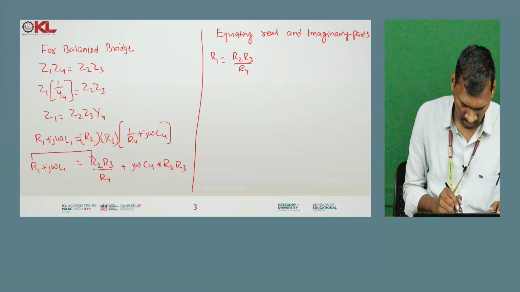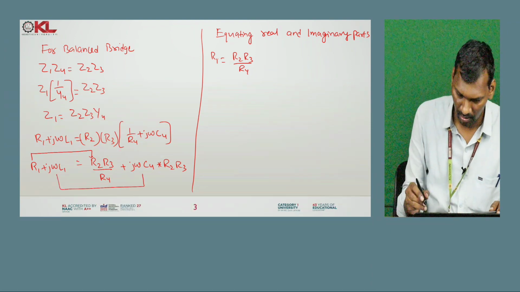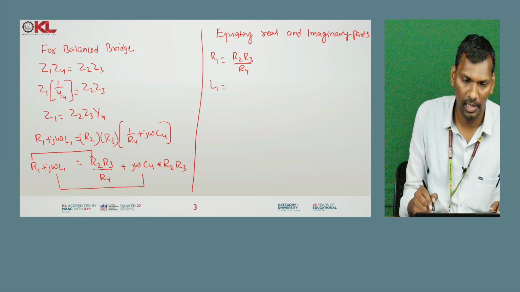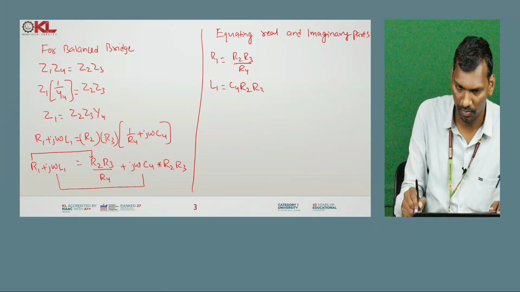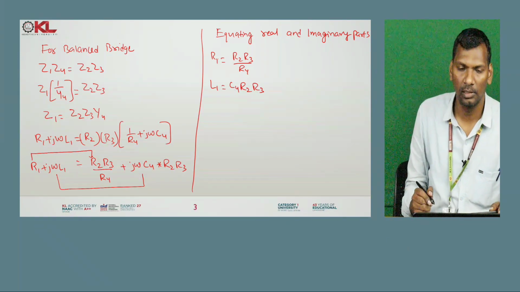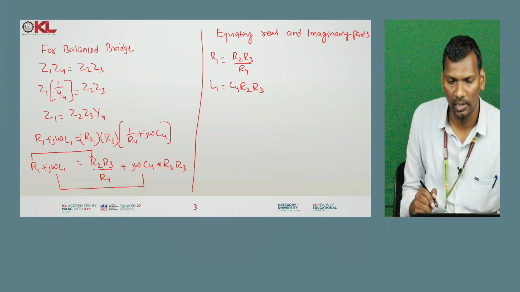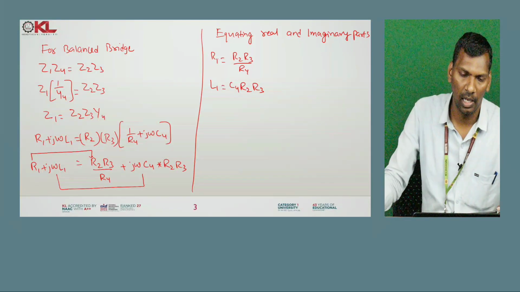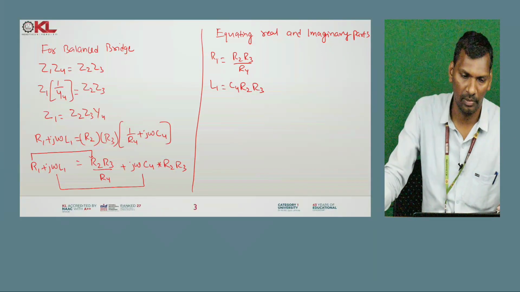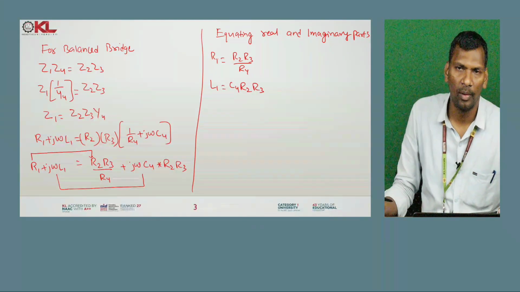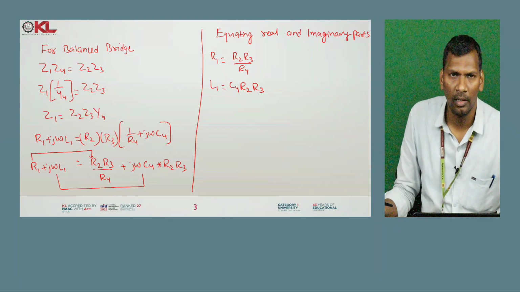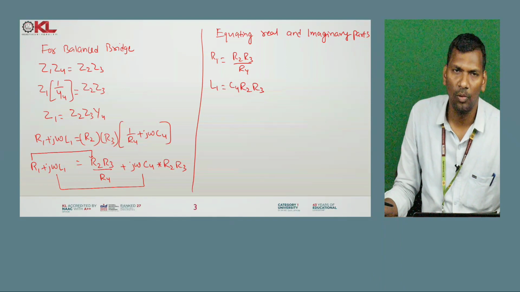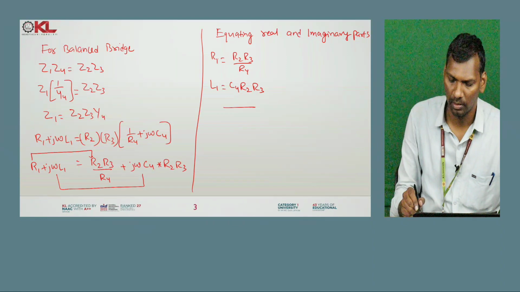Similarly, L1 is directly equal to C4 R2 R3. Thus, the unknown inductance L1 and its resistance R1 may be calculated. In this way, we can calculate the unknown self-inductance values. Thank you.